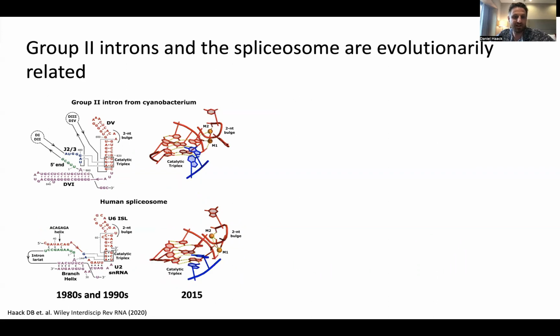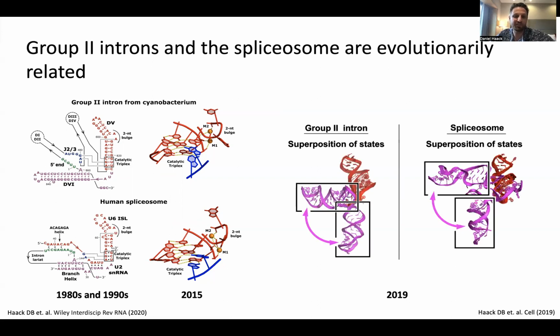Then in 2015, after there were structures of both a group 2 intron and the spliceosome, it was clear that they shared a conserved active site architecture. And then finally in 2019, we identified that they also share the same RNA dynamics associated with substrate exchange between steps of splicing. So based on these already observed similarities, one would hope that there would also be conservation within the branch helix as well.